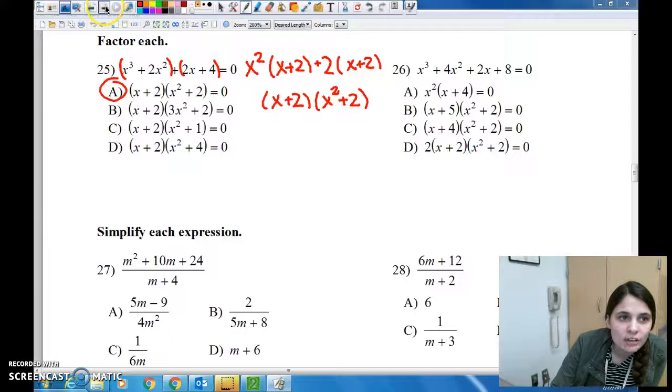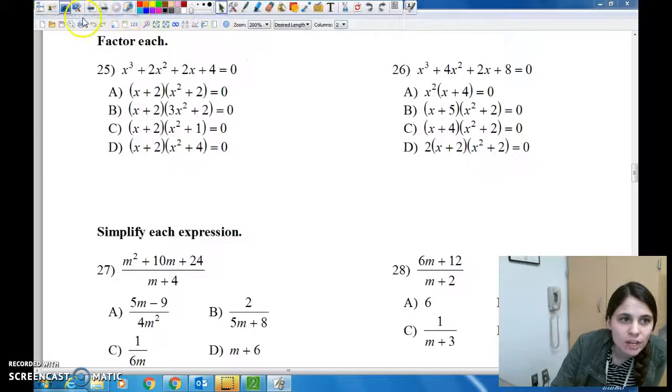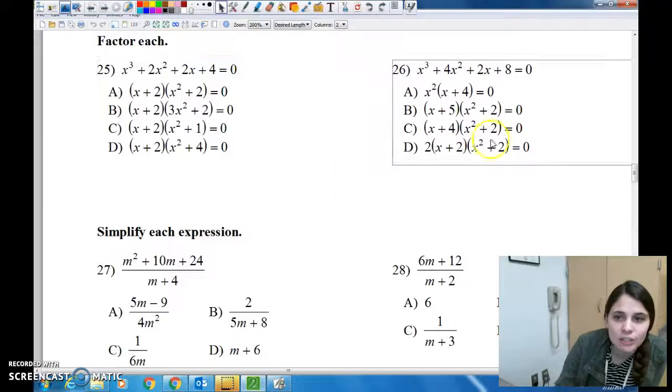So we'll go ahead and check out the answer for 26 so that you can check yourself when you try it. So 26, the answer is C. So try it and see if you can get answer C.